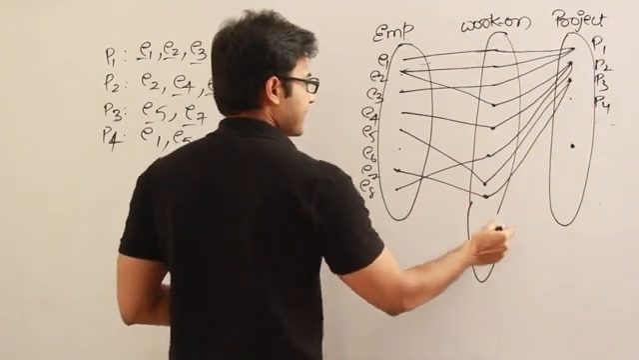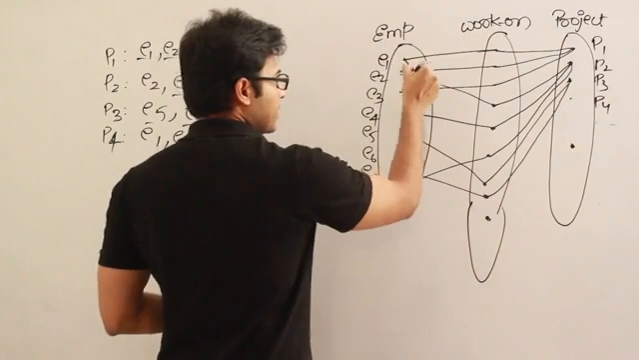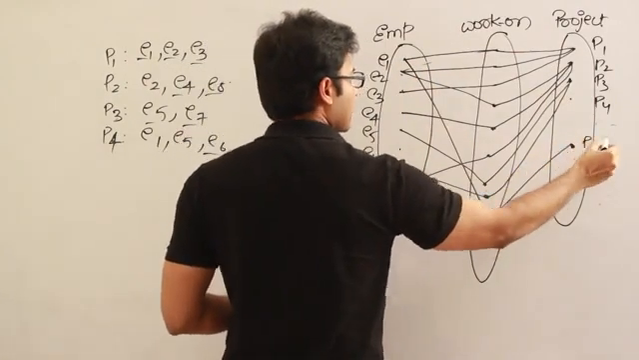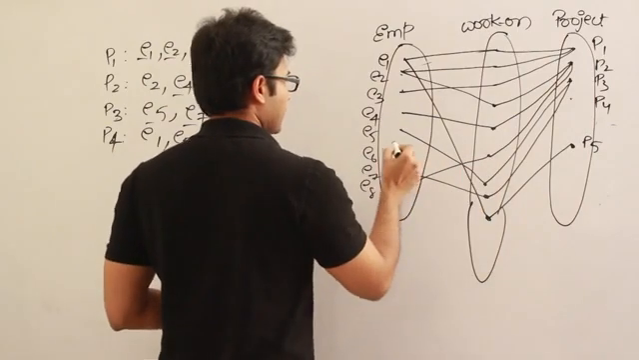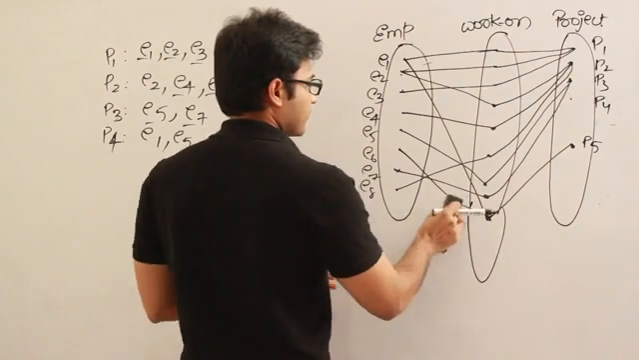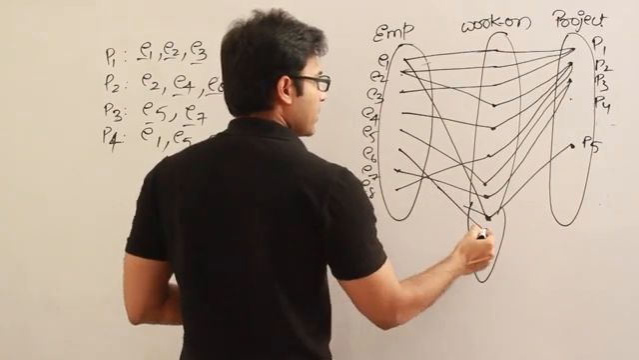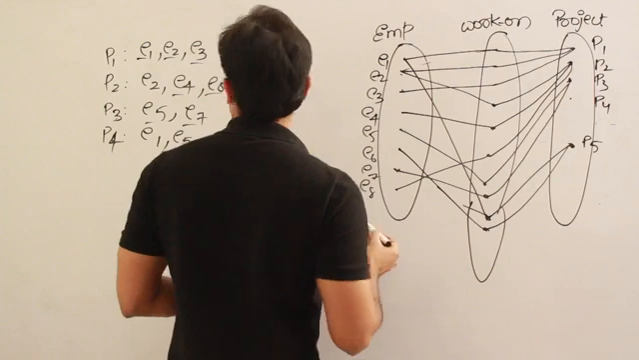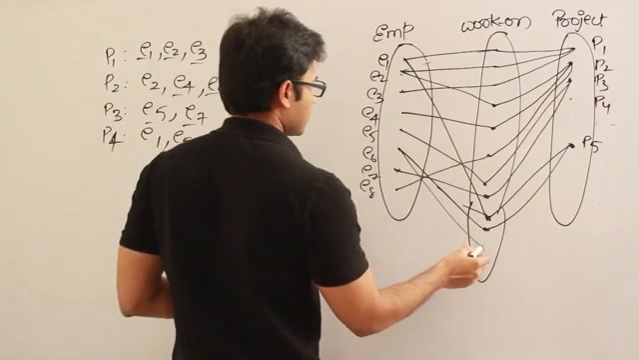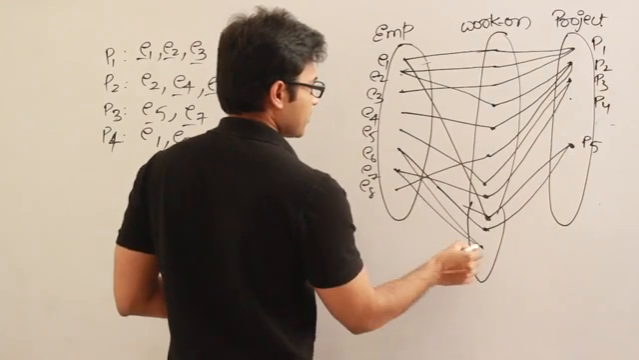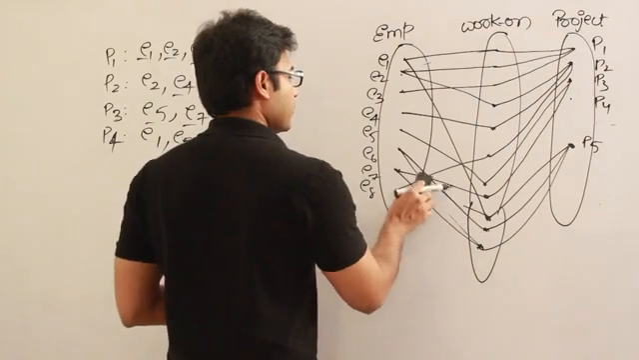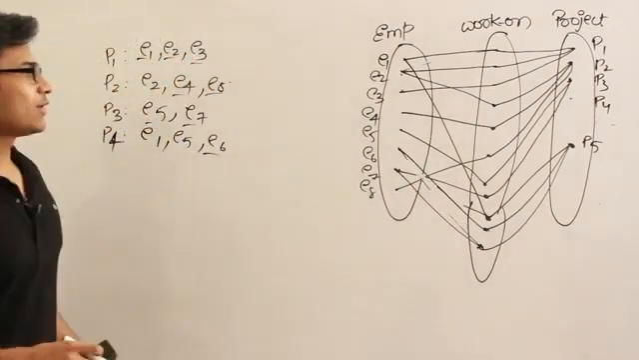So E1, E5 and E6. Yeah, E6 is from here. This is related to P5, right? Okay, now that is how it looks like.